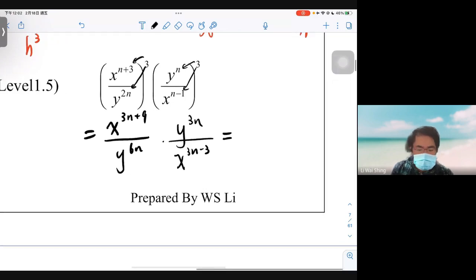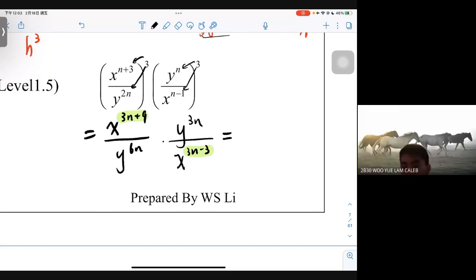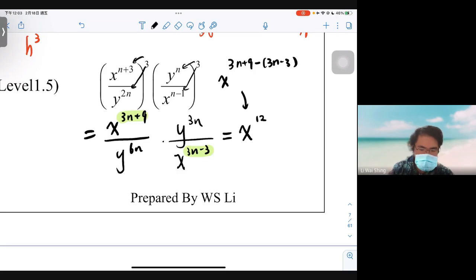But this time, when you are asked to simplify it, you need to take care of the power. So for x, after simplifying it, what would it be, Caleb? For x terms. 12. X to the power of 12. How can you get this result? 3n plus 9 minus bracket 3n minus 3. Thank you so much. So you stay it in the numerator.